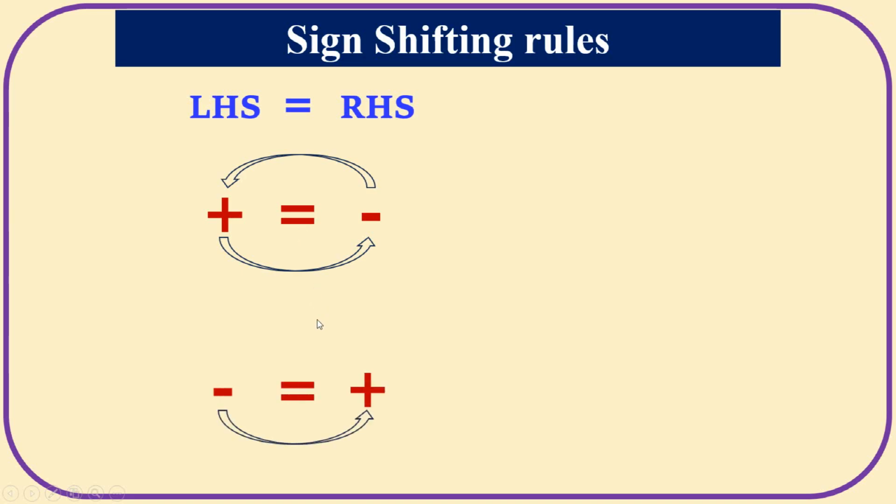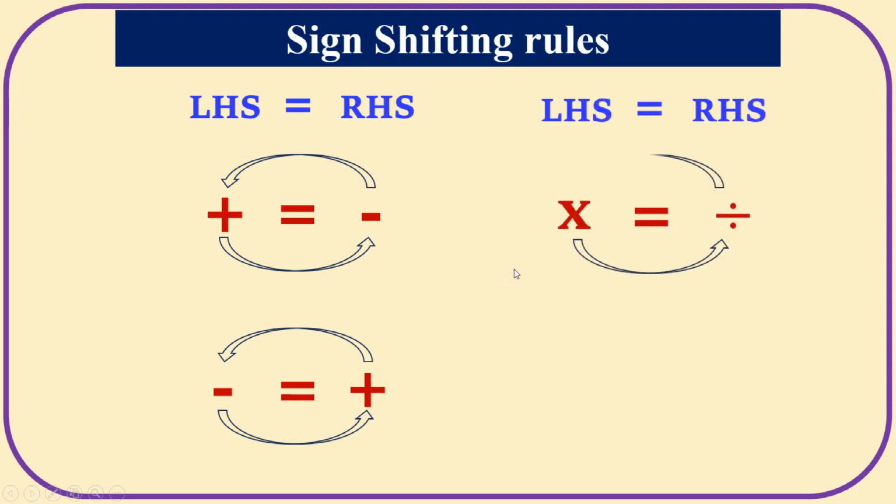A multiplication sign, crossing the border, shifts into a division sign. And a division sign, moving to the other side, flips back into a multiplication sign. Simple, right? If you can remember these 4 basic flips, you can solve almost any basic algebraic equation.